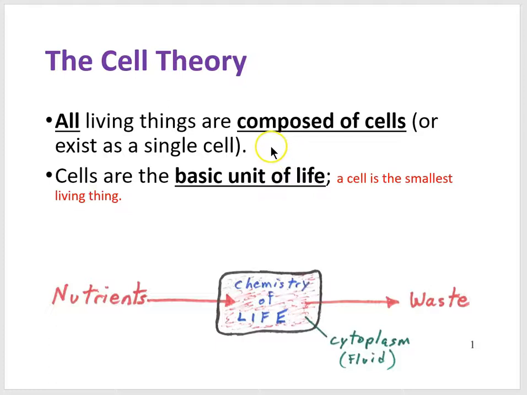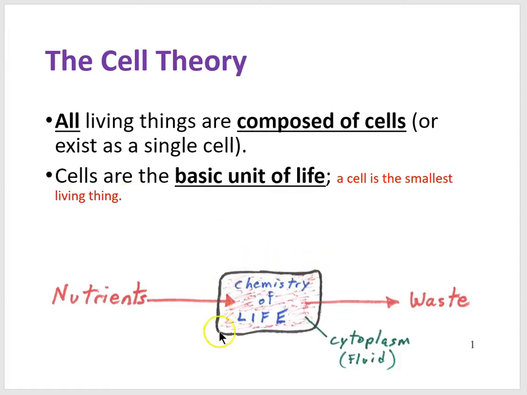In previous lessons, we learned about two of the pillars of the cell theory: that all living things are composed of cells or exist as a single cell. So plants and animals are multi-celled, and then there are lots of other single-celled organisms on planet Earth. And we also learned that cells are the basic unit of life. A cell is the smallest living thing.